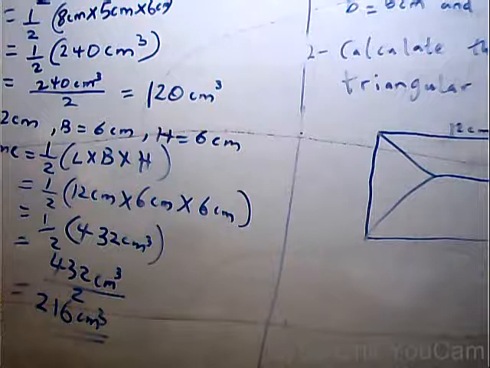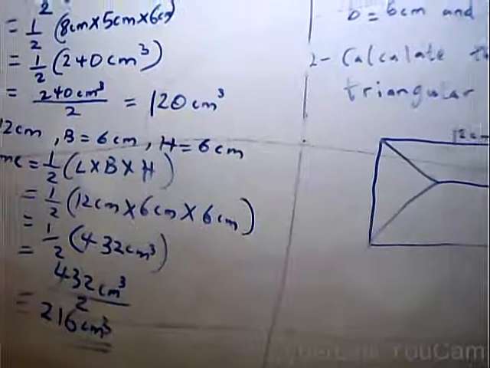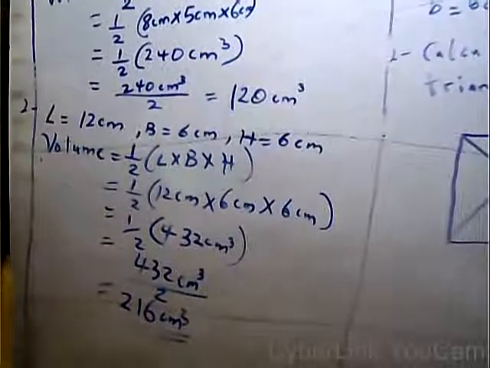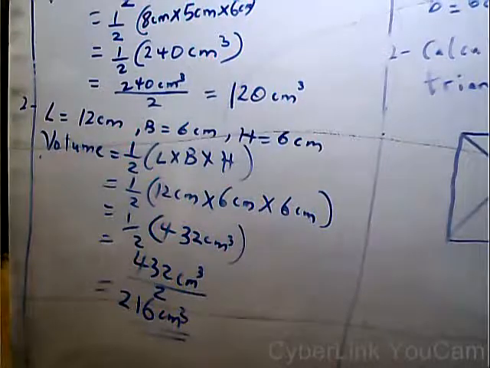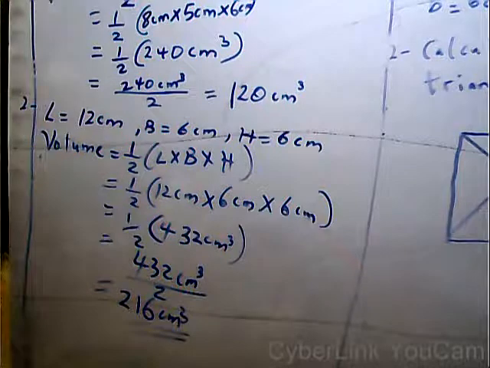216 centimeter cube. Now this is where we are going to stop for today. Don't forget, the volume of a triangular prism is half of the volume of a rectangular prism.